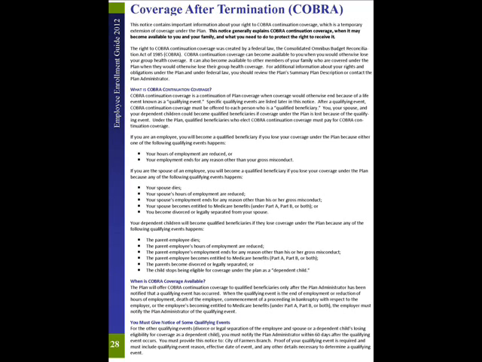This notice contains important information about your right to COBRA continuation coverage, which is a temporary extension of coverage under the plan. This notice generally explains COBRA continuation coverage, when it may become available to you and your family, and what you need to do to protect the right to receive it. What is COBRA continuation coverage? COBRA continuation coverage is a continuation of plan coverage when coverage would otherwise end because of a life event known as a qualifying event. Specific qualifying events are listed later in this notice.